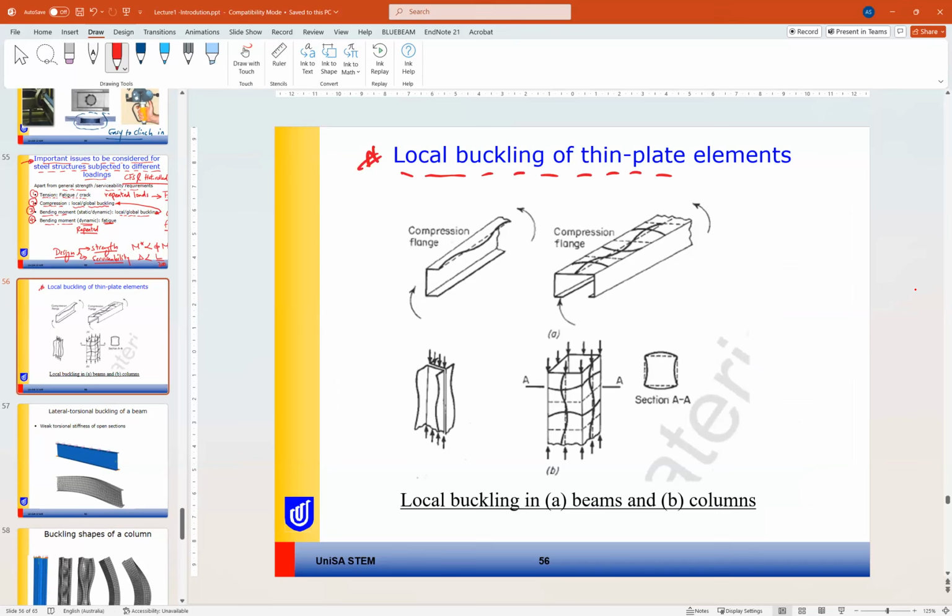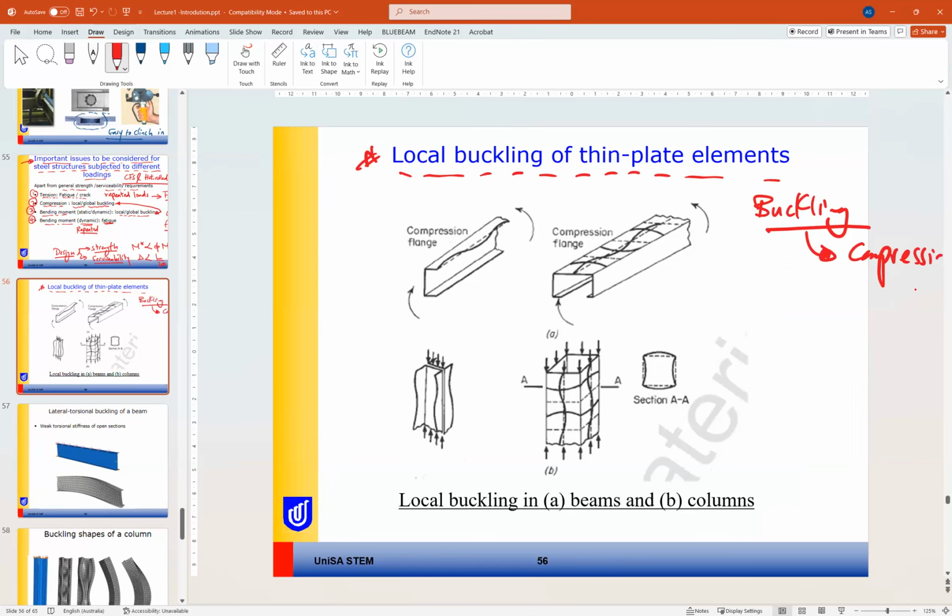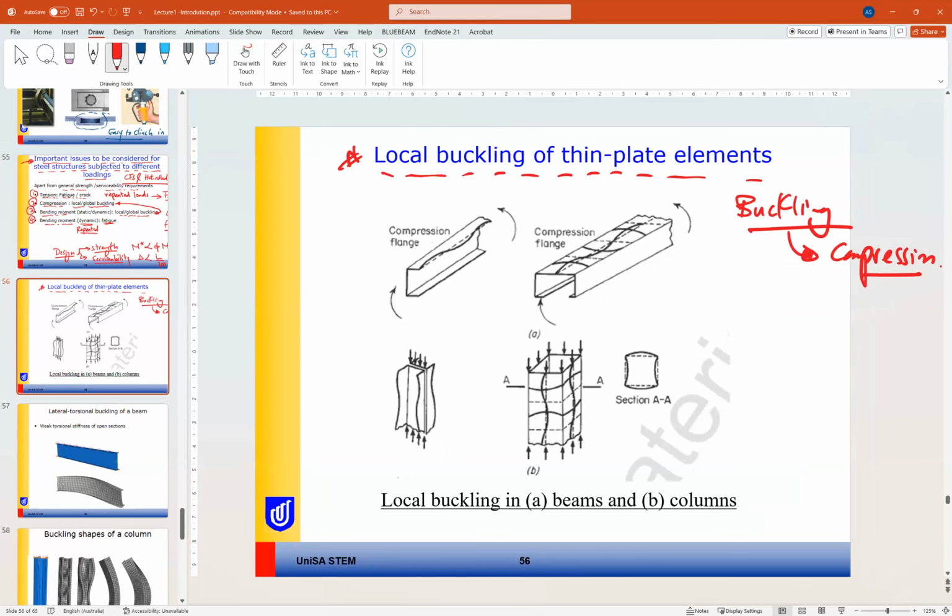So one of the common issues is the local buckling of thin plate elements. So we have different forms of buckling. Again, the buckling is associated with what? Compression stresses. Any element or any part of the member under compression will be under buckling. But we have two types of buckling, local and global.